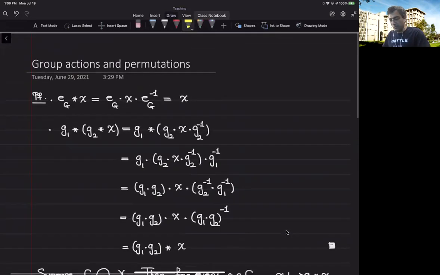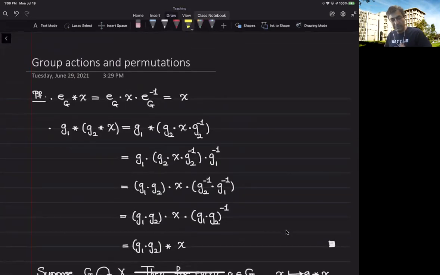So I start with a neutral element. Let's see why the neutral element acts like the identity function. So let the neutral element act on the point X. This means I need to conjugate X by the neutral element, which means I need to multiply it by E sub G from left and by E sub G inverse from right. But remember, E sub G inverse is the neutral element anyway. So in any case, we end up getting X back. And that's exactly what we wanted to get.